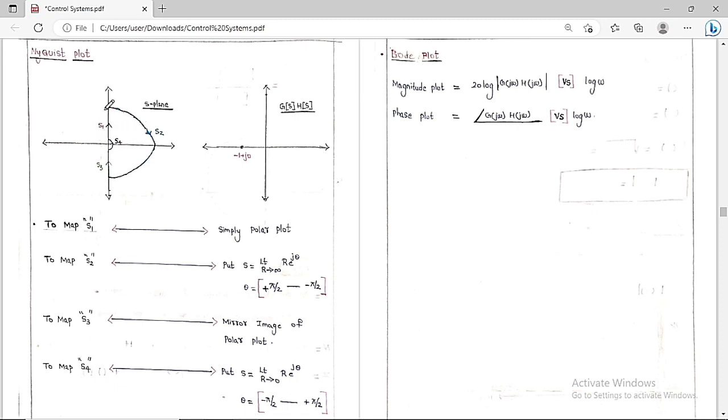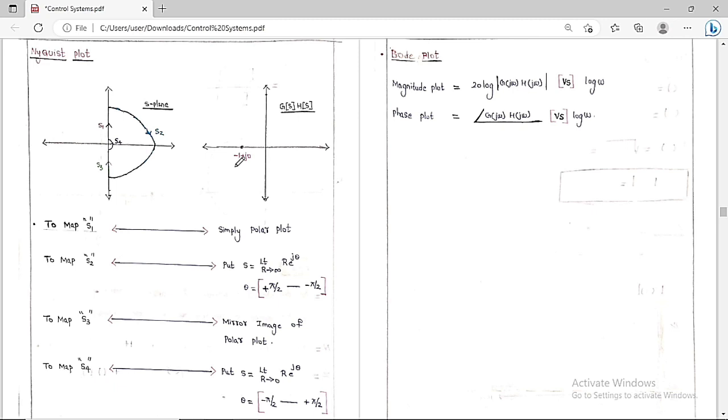This is path 1, this is path 2, this is path 3 and path 4. All these paths we are going to map in the G(S)H(S) plane. So listen carefully. We are going to consider the 4 paths: path 1, path 2, path 3 and path 4. All these 4 paths we are going to map in the G(S)H(S) plane.